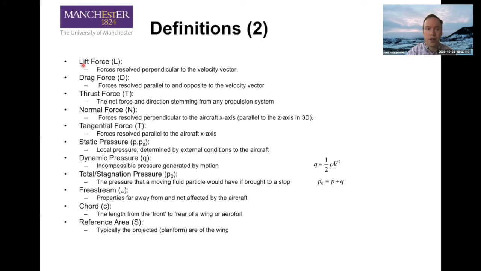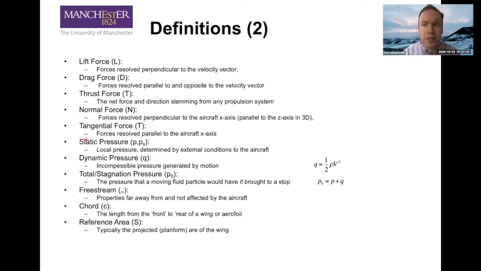So there's your lift and drag. We have thrust force, which comes from a propulsion system, and it does not have to be aligned with the velocity vector or even the body axis of the aircraft. And we'll show you more of that in those things. Normal and tangential forces are those lift and drag forces, except instead of being resolved to the velocity vector, they're resolved to the body axis of the aircraft. The next three are our pressures: static, dynamic, and total.